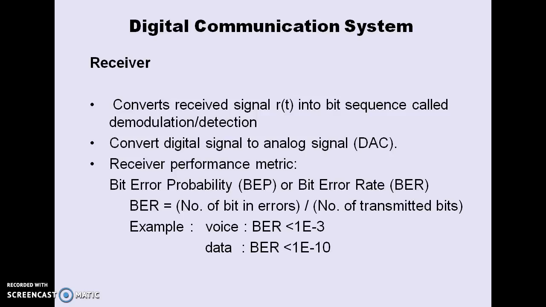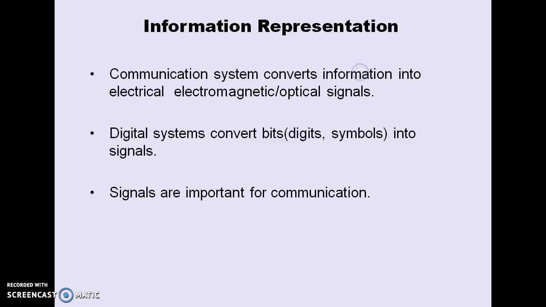Receiver performance can be analyzed by some metric. The important metric is bit error probability or bit error rate. Bit error rate, BER, is defined as the ratio of the number of bits in error and the number of transmitted bits. For example, voice signals when transmitted digitally have a bit error rate of 10 to the power minus 3, and data directly transmitted has a bit error rate of 10 to the power minus 10.